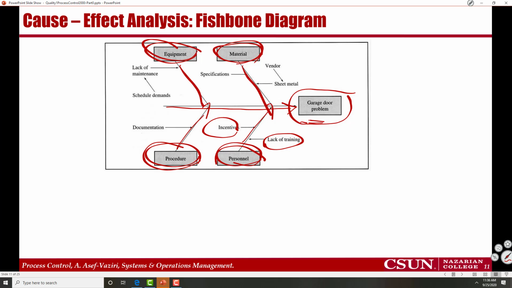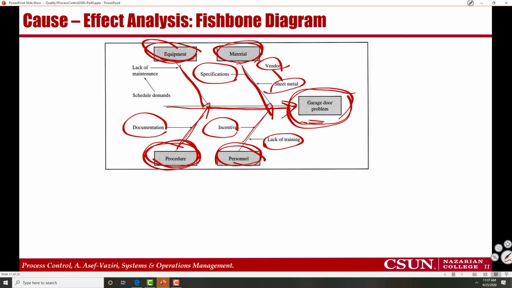Regarding the material, we may find that we have not defined the specification very clearly, or we may find that there is a problem with a component, and that is due to a problem with the vendor. Here, regarding procedures, we may find that the problem with our procedure, which has finally been reflected in the low quality of our product, is that we have not documented and standardized our procedures. So people are not practicing them the same.